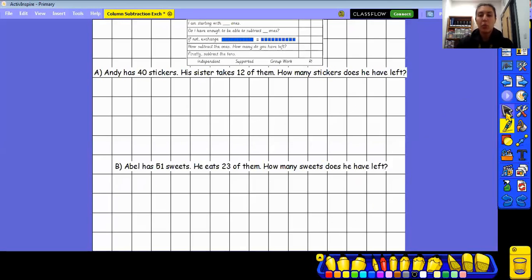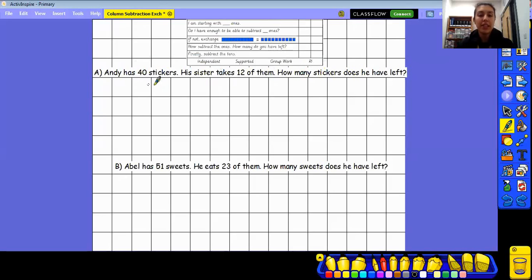Now let's have a look at some word problems. What we need to do is we need to read the question and we need to write out the column method calculation to work out the answer to the word problem. So let's go. Andy has 40 stickers. His sister takes 12 of them. How many stickers does he have left?